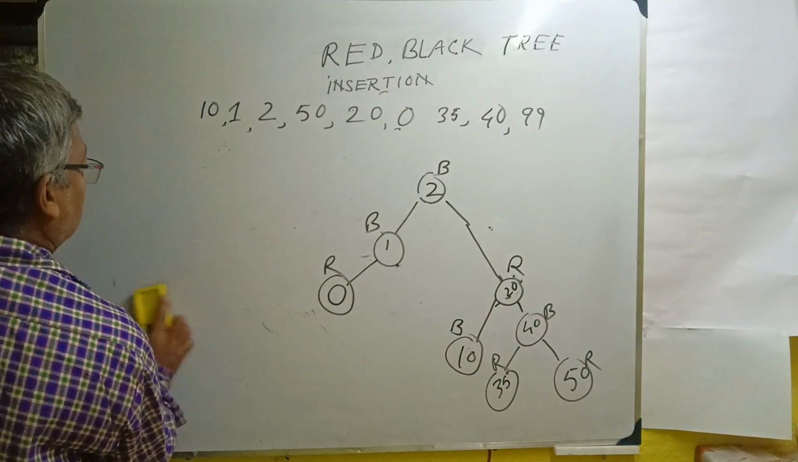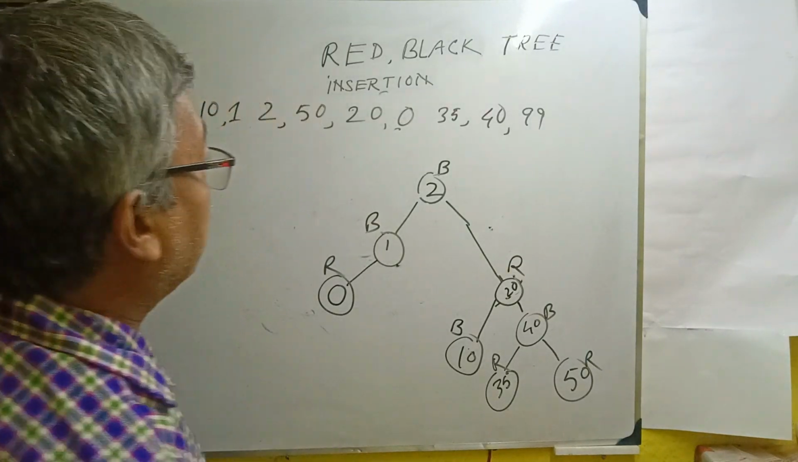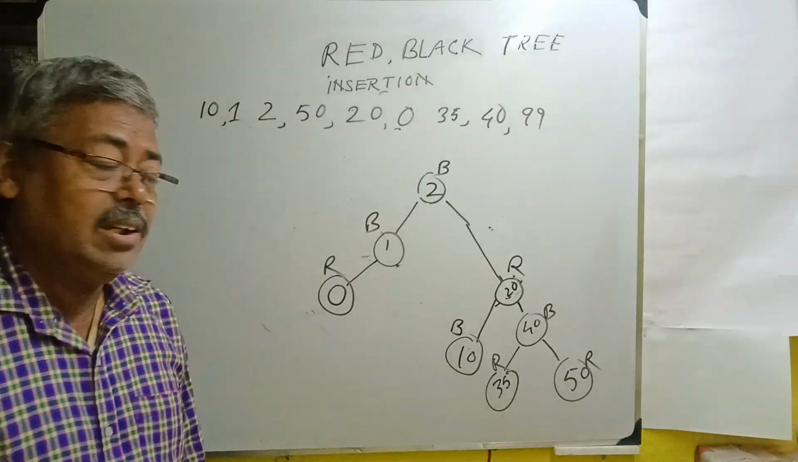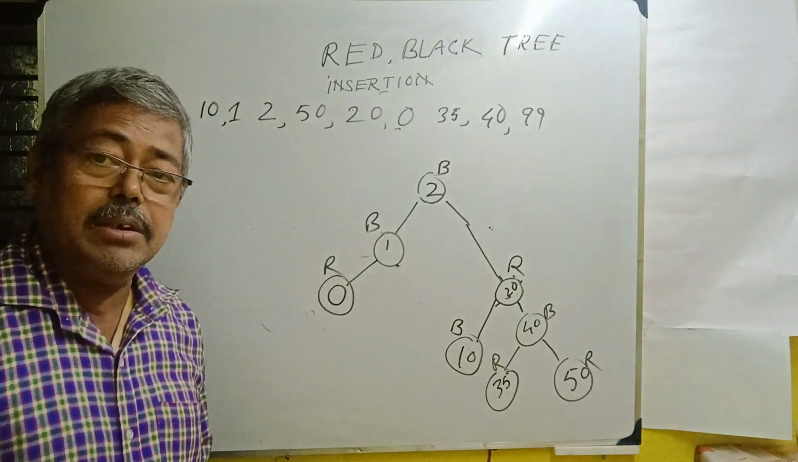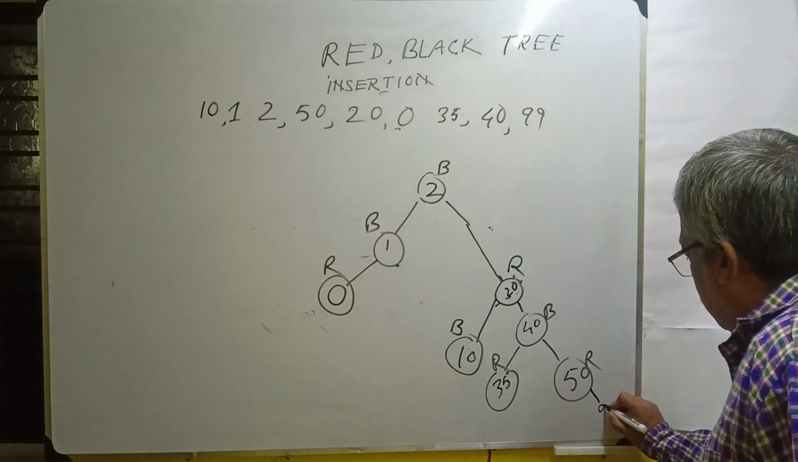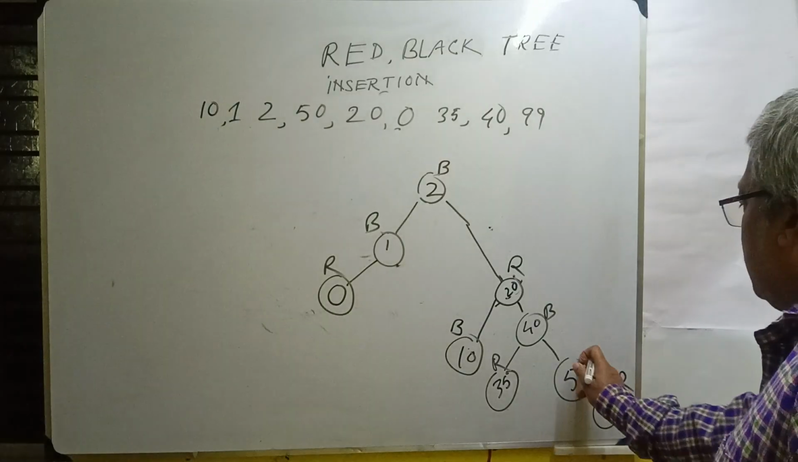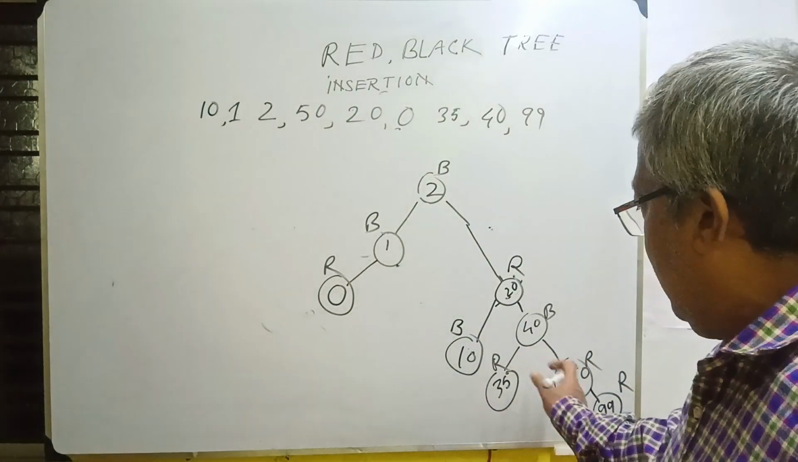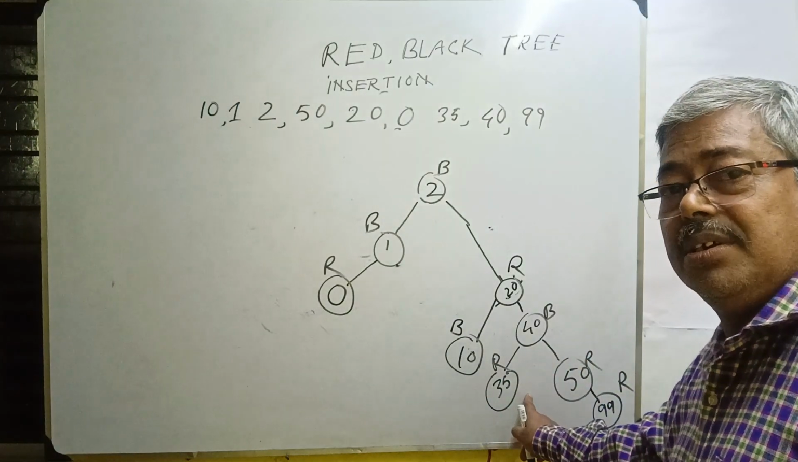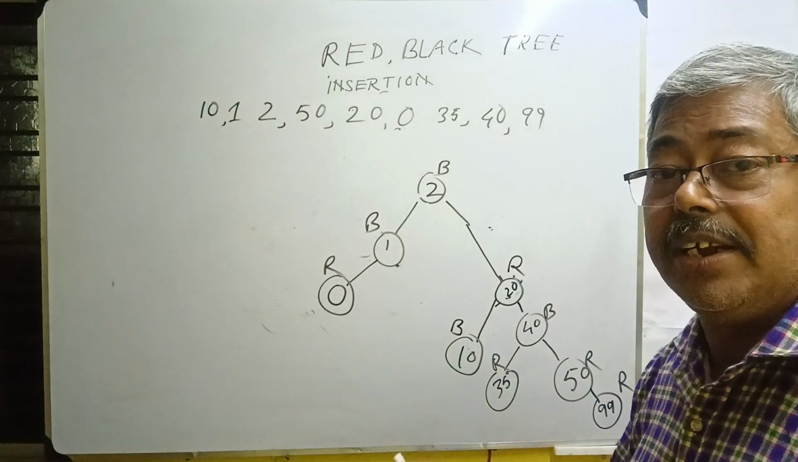Okay, now the last number, that is 99, I have to insert. 99 is greater than 15. 99 is greater than 50, okay. Color is red. Red-red conflict has already arrived. The color of the uncle is red. So only the color will be changed to maintain the red black tree.